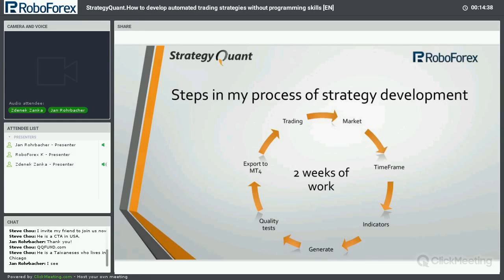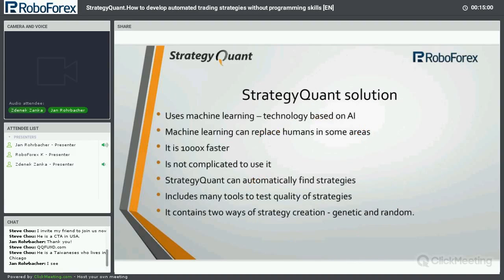This way is much simpler and much quicker, because I use advanced technology to develop automated trading strategies. So it takes only 2 weeks of work to develop one strategy. You can see that it's a much quicker and a much better way to achieve good results. I use the StrategyQuant solution.